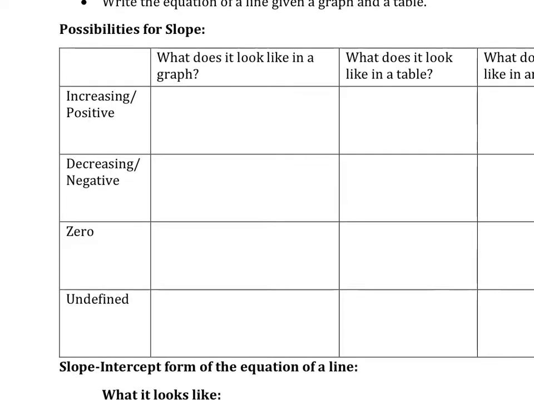Again, when we have an increasing or a positive slope, if we had a graph of a line, that just means as you go from left to right, your line is increasing. In a table, if we had an increasing or a positive slope, as our x values increase, our y values increase as well.